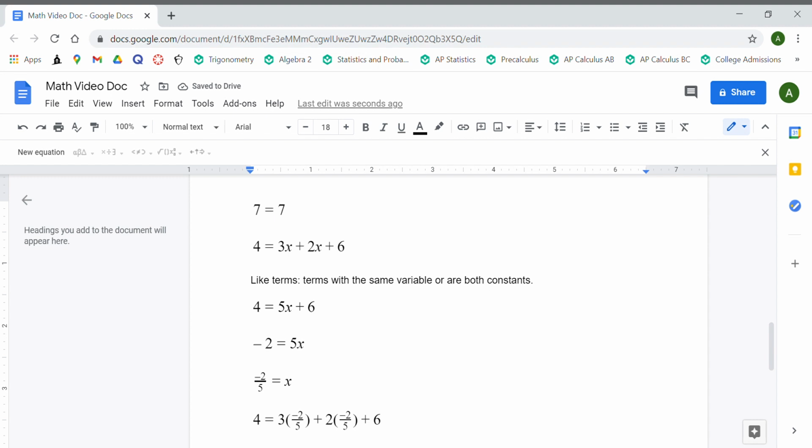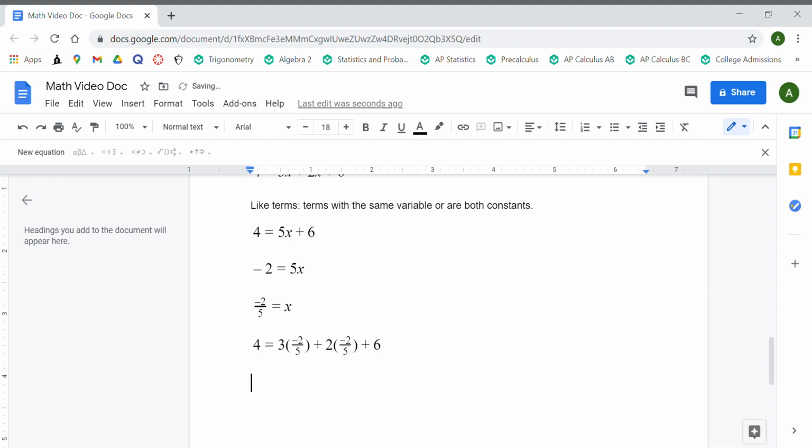Alright, so I'm actually going to multiply both at once, because that's something I like to do. I like to multitask a lot, so be prepared. So 3 times negative 2 over 5. We have 3 times negative 2 is negative 6 divided by 5. You should have this. And then 2 times negative 2 equals negative 4 divided by 5.